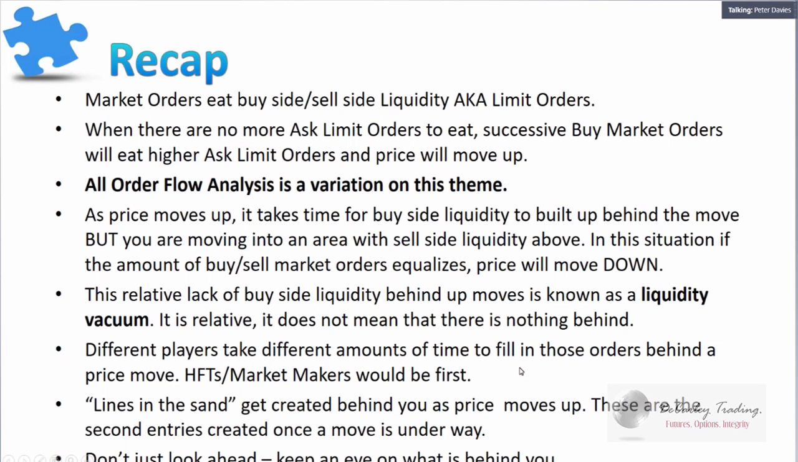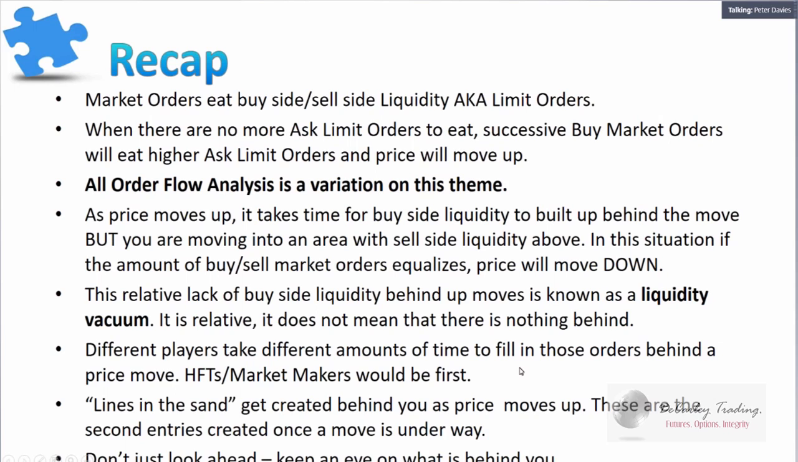So at any time the market doesn't have a price, it has a floor price and a ceiling price, which is also the inside bid and offer, with a minimum of 1 tick difference between them, and that difference is known as a bid-offer spread. Market orders consume buy-side and sell-side liquidity, also known as limit orders, also known as floors and ceilings. And when there's no more ceilings to eat, more buy market orders will start eating the next ceiling up, and price moves up with it. And all order flow analysis is simply a variation on that thing.